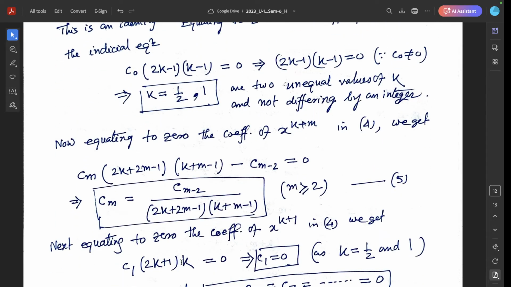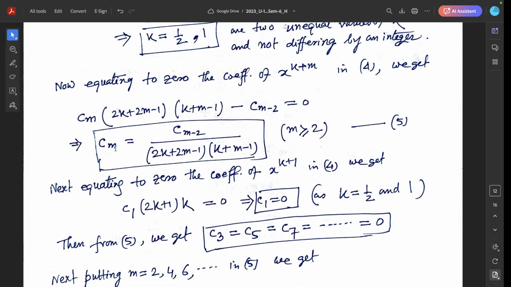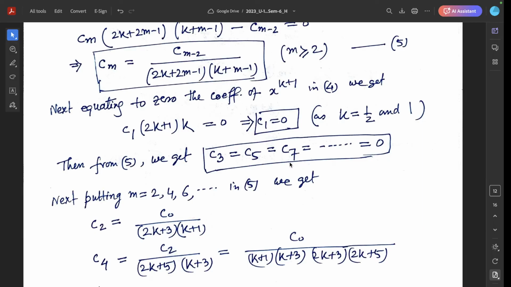Now, 2k + 1 is not equal to 0 and k is not equal to 0, because the values of k are half and 1, so obviously C1 must be 0. So when C1 equals 0, C3, C5, C7 are all zeros, for odd numbers.